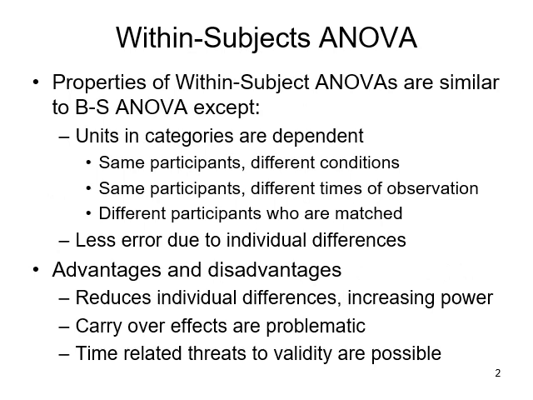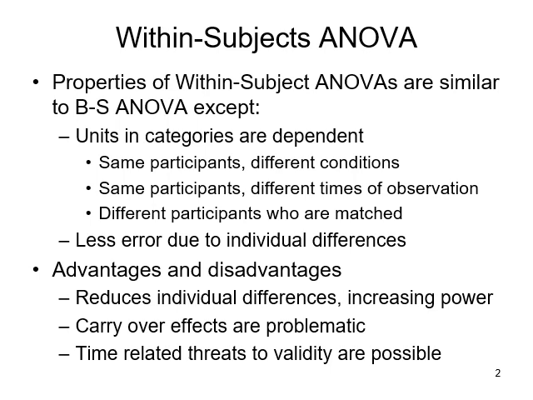So then we're going to talk about the within subjects ANOVA. The properties of within subjects ANOVA are very similar to the between subjects ANOVA, except one: units in the categories are now dependent. They're the same people, same participants in different conditions, same participants at different times of observation, or different participants if any attempt has been made to match those participants.